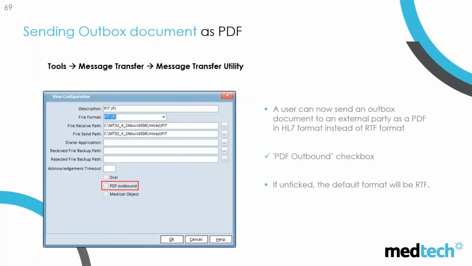Okay, so sending outbox as a PDF. High level, all the documents attached are visible in the attachment management screen. The subject and note values will be the same for all files attached during the selection process. So right there, you can see a user can now send an outbox document to an external party as a PDF in HL7 format instead of the RTF format. You can see the PDF outbound needs to be selected as a checkbox, and if unticked, it's going to default to RTF.